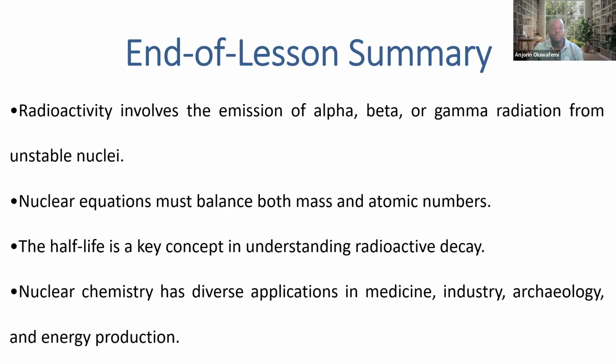We also dabbled into nuclear equations and how to balance them, ensuring that the reactant and the product sides are balanced. We looked at it when a beta particle is emitted, when an alpha particle is emitted, and so on. We also looked at the concept of half-life. We defined what it is, and we used an example question to buttress what half-life is and how to calculate it. We also touched on nuclear chemistry and its application in medicine, in industrial archaeology, and in energy production. So we have been able to cover that.